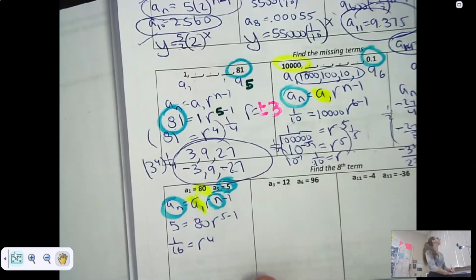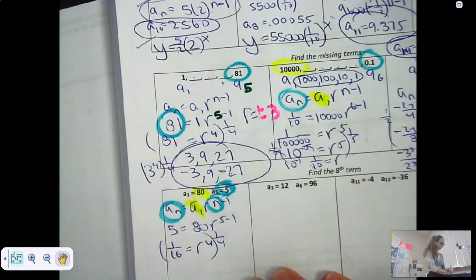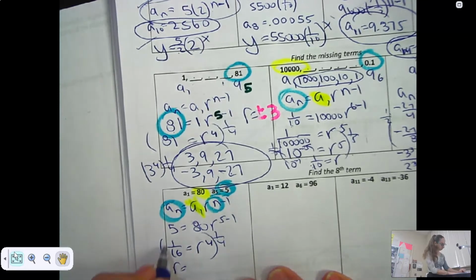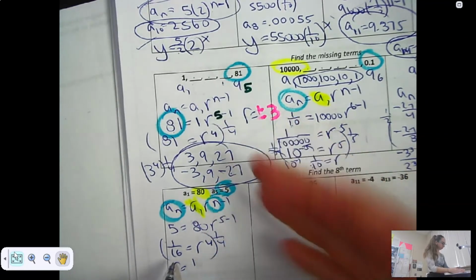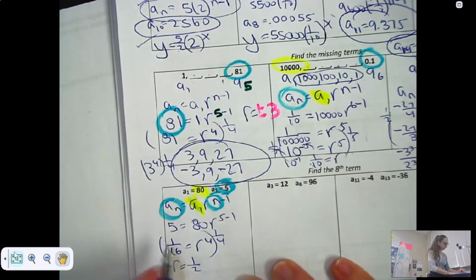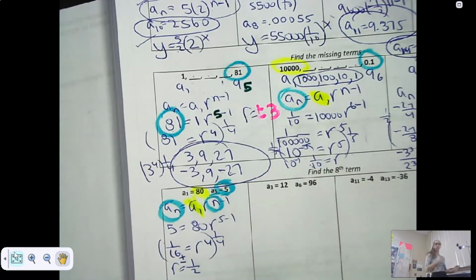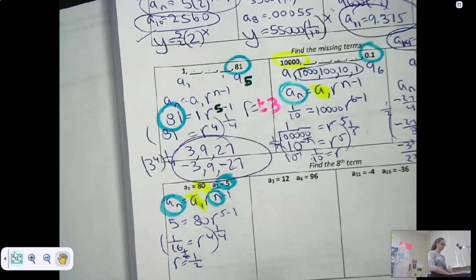All right, I want to take it to the 1/4. So that means r equals the 4th root: what times what times what times what is 1, and what times what times what times what is 16? 1/2. But remember, when we take something to an even power, it's plus or minus, okay? Just for understanding's sake, let's just deal with the plus right now.